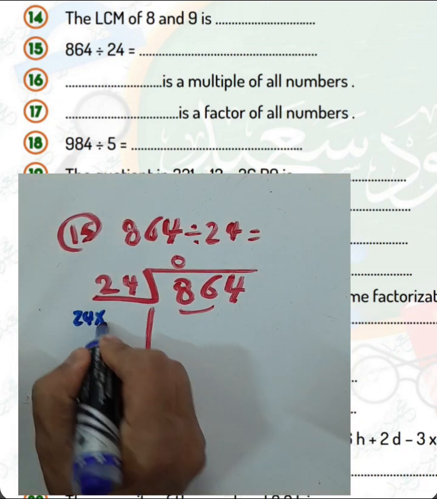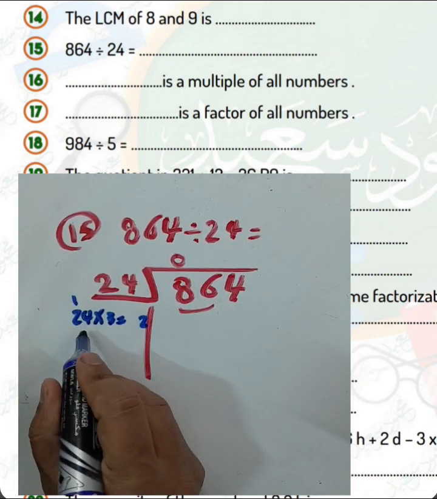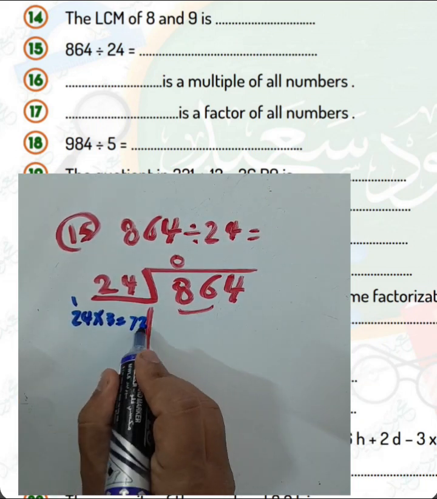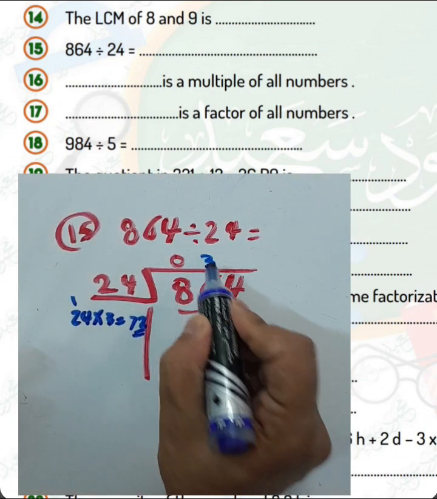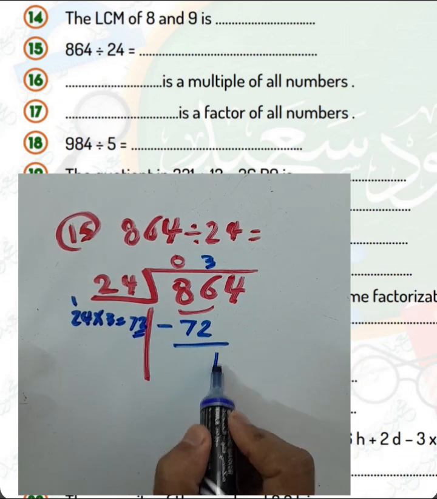24 times 3. 3 times 4 equals 12. Write 2 and carry 1. 3 times 2 equals 6. 6 plus 1 equals 7. It will be 72. Write 3 here and 72. Subtract between them. 6 minus 2 equals 4. 8 minus 7 equals 1.